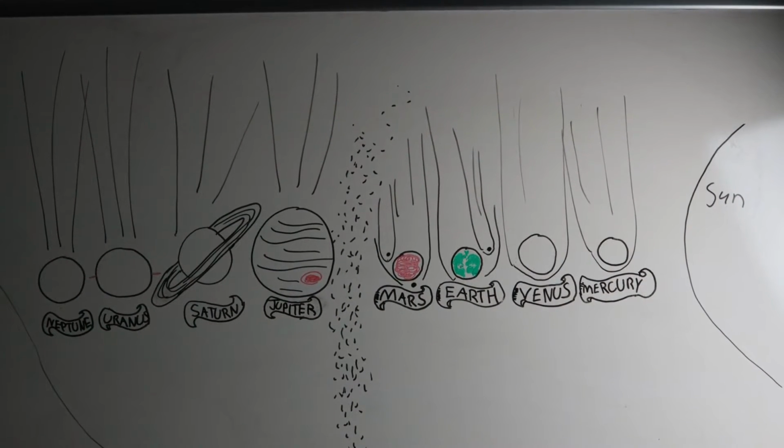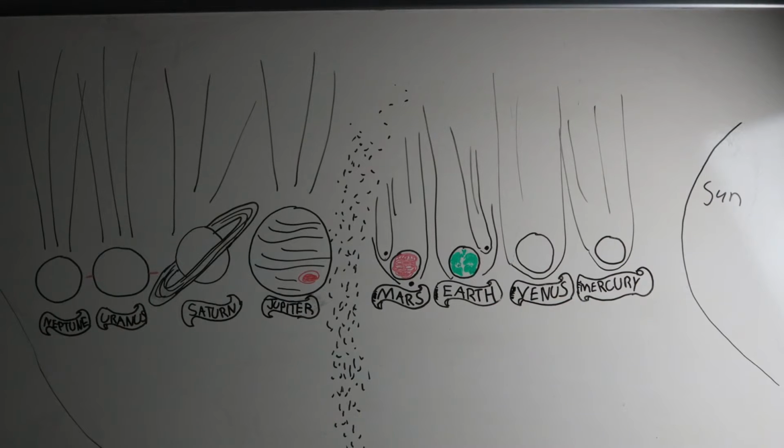So here I've drawn all of the planets. You have Mercury, Venus, Earth, Mars, the asteroid belt, Jupiter, Saturn, Uranus, and Neptune.